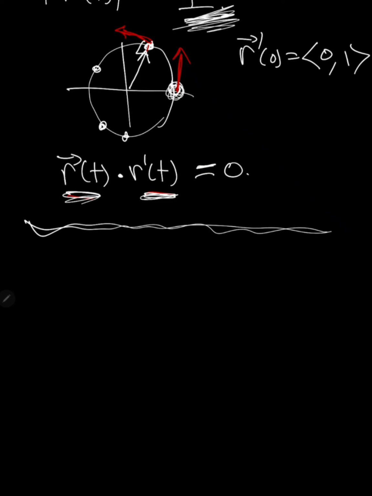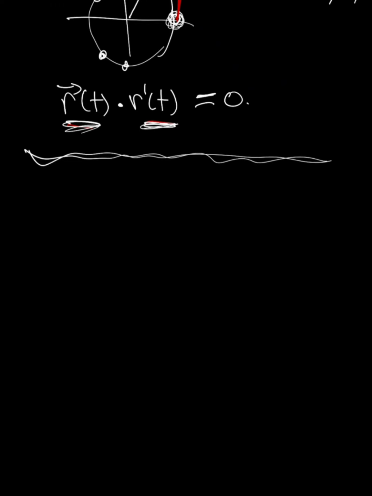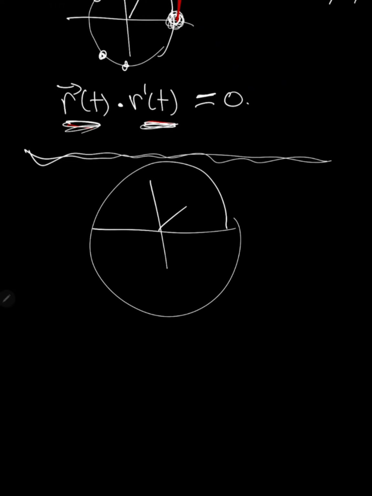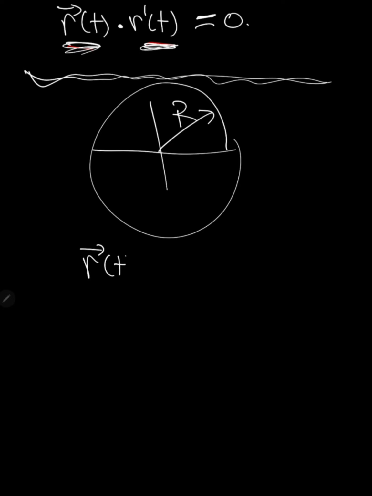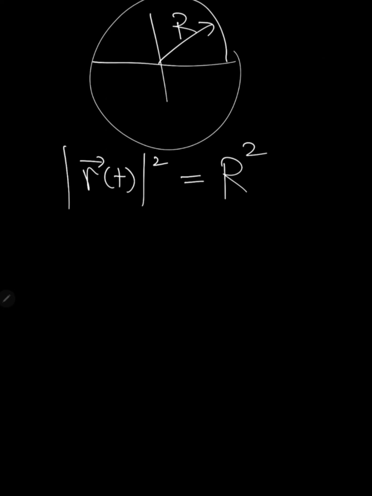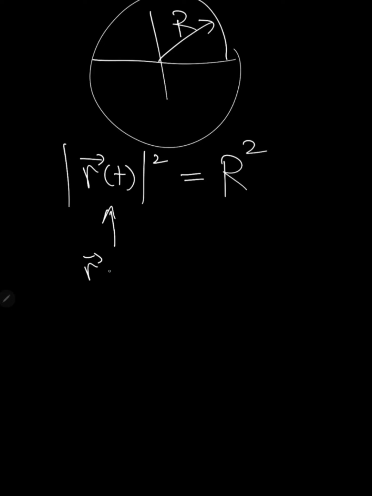At least, for circular motion in general. And we know this is true, because if you are in circular motion, let's say with radius capital R, then we know that the length of r of t, squared, just to make things a little simpler, is R squared. But what is the length squared? That's r of t dot r of t, which is equal to R squared. Then what I can do is take the derivative of both sides, d dt of both sides, and I'm going to get 0.